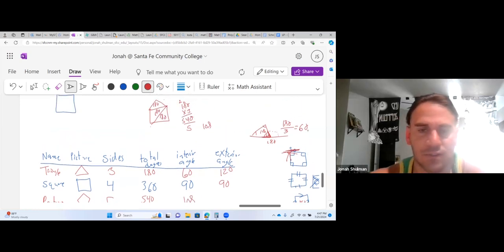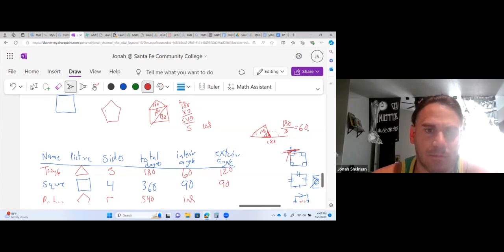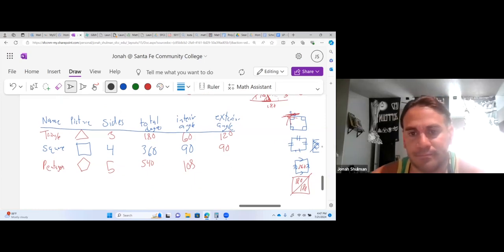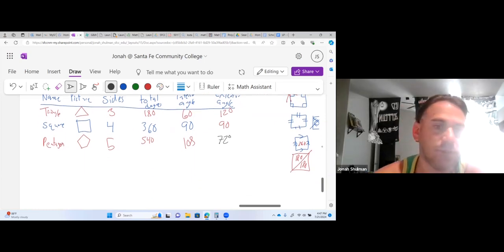So if the inside is 108, it's obtuse. Then this external one has to be acute, 72. And you can build your students up as high as you want, but let's go to hexagon and maybe you can see the pattern. I usually have them do like a dodecagon or something crazy.